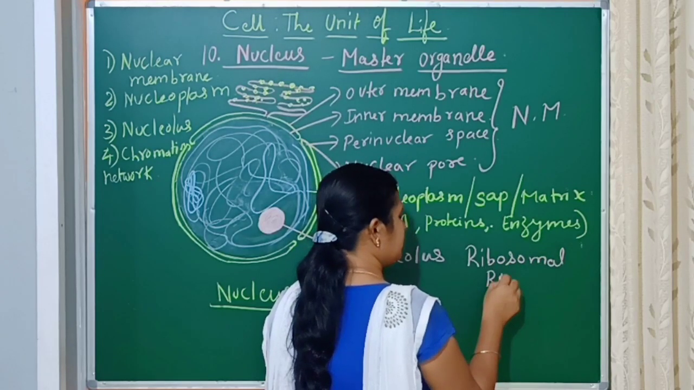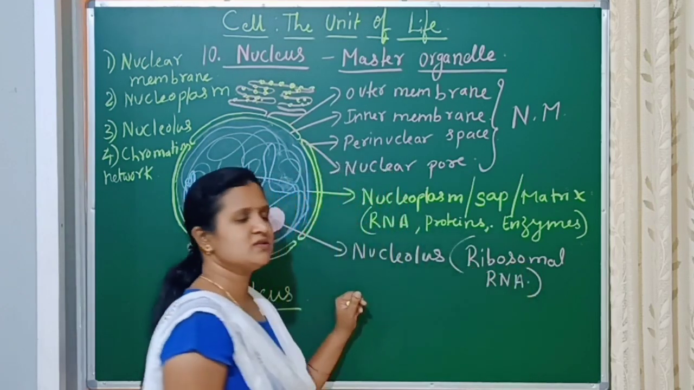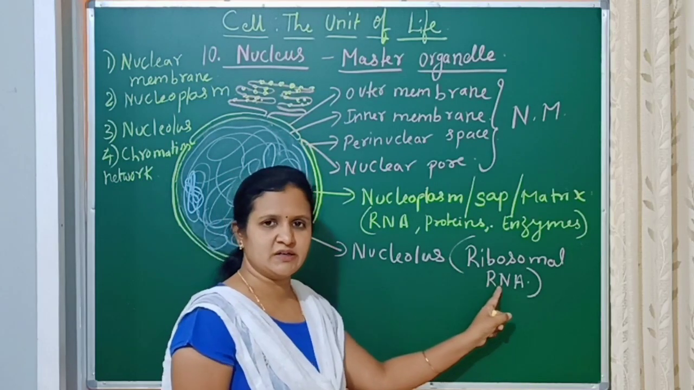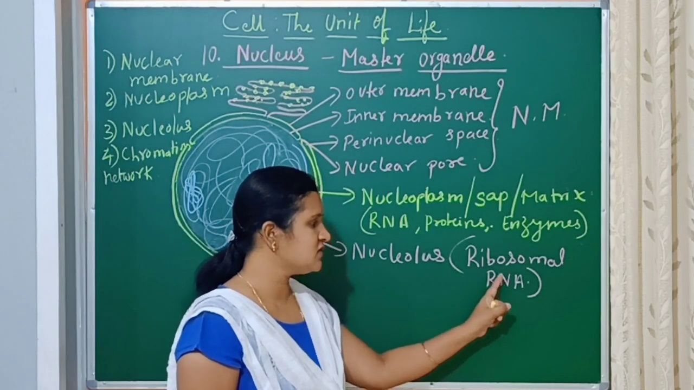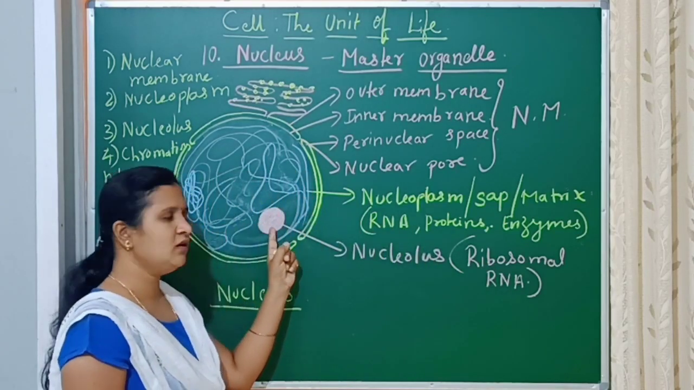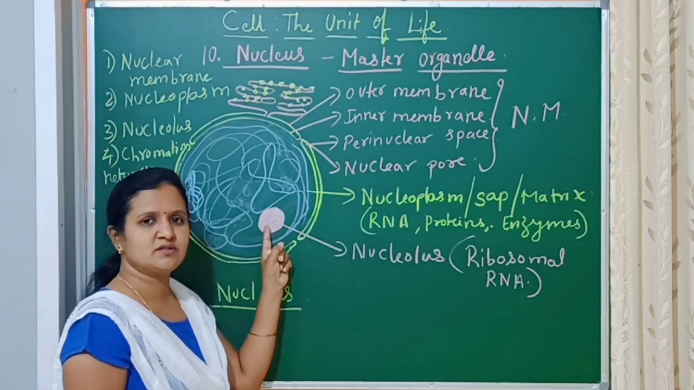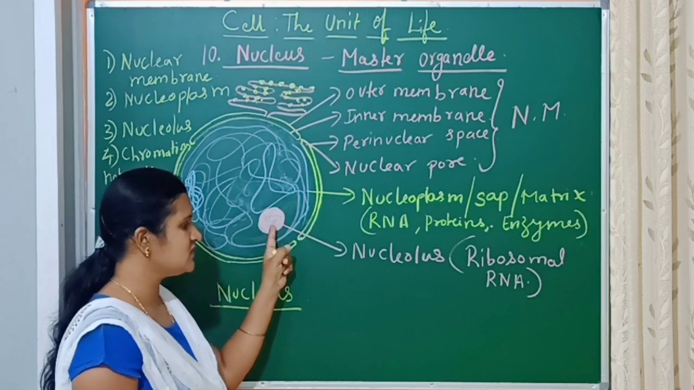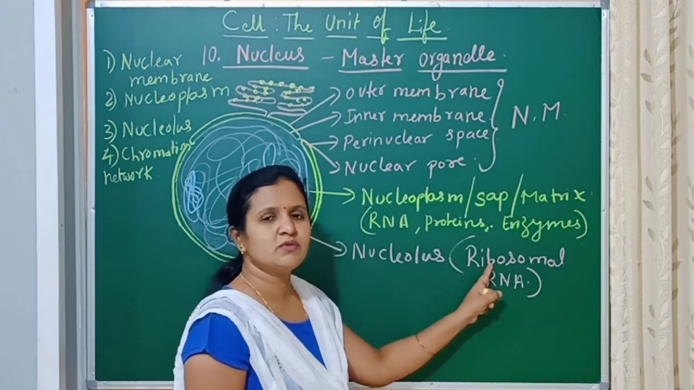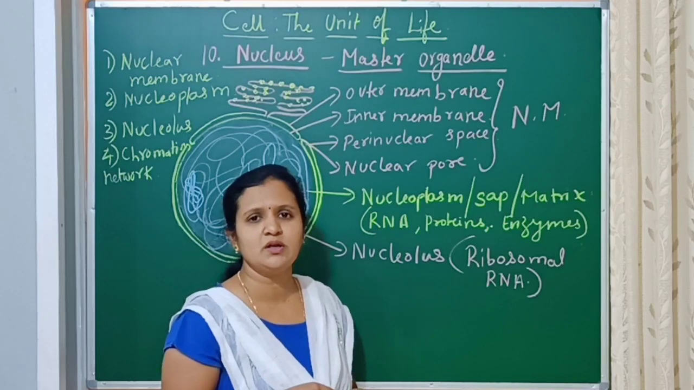Ribosomal RNA will be synthesized. So in the last session we discussed the ribosomes. Ribosomes are made up of RNA, and that RNA is synthesized in the nucleolus. Hence the nucleolus is involved in protein synthesis indirectly, because it synthesizes the RNA that is required to form the ribosomes.